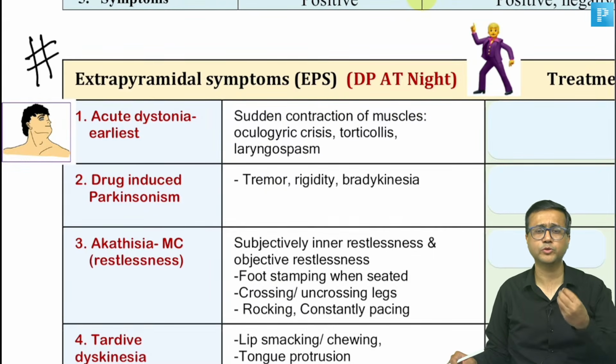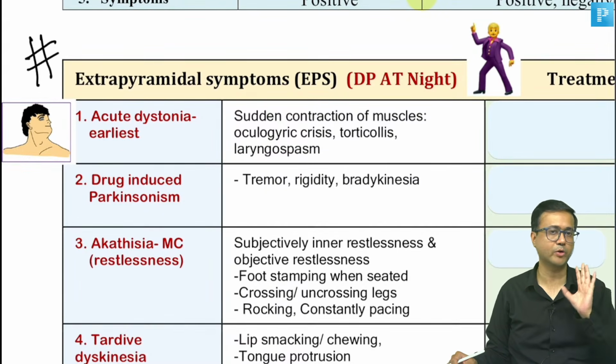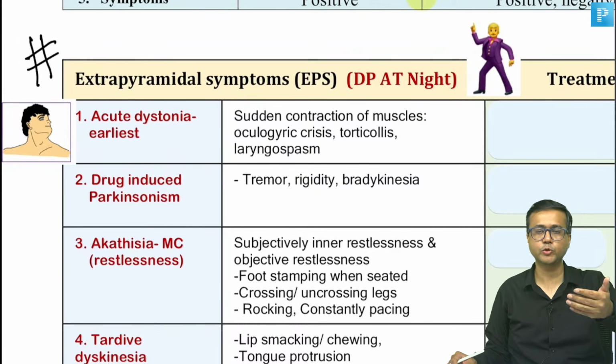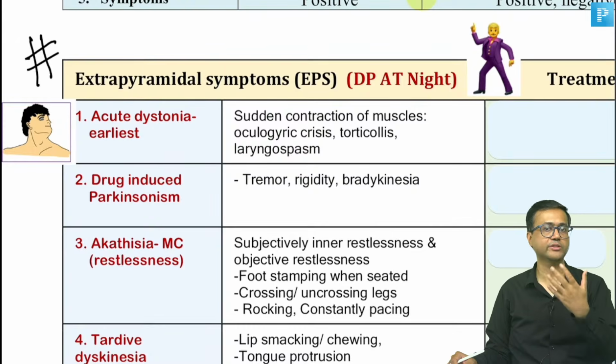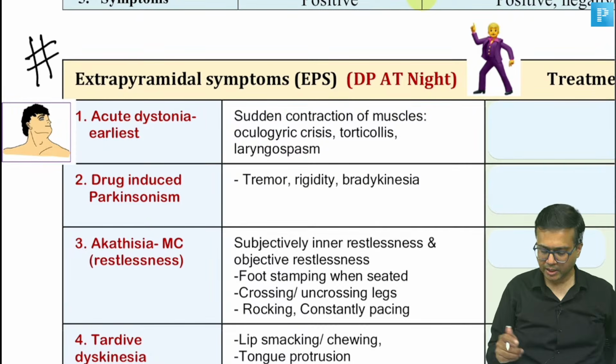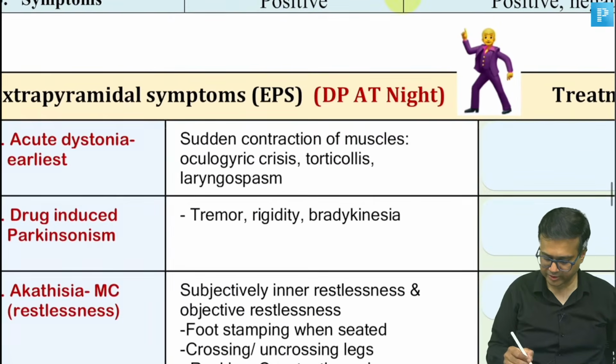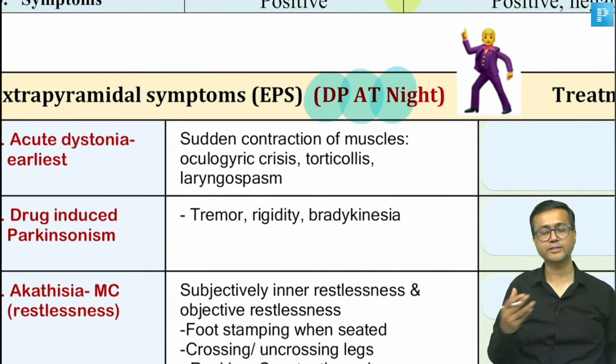Nearly in every exam you're seeing questions on EPS, so this is a very important table. So they may give you in the history that the patient is on some antipsychotic D2 antagonist drug, and the patient may develop some motor symptoms or motor side effects. How have we learnt the EPS, beta? We have learnt with the mnemonic DP at night. So there is a dance party in the colleges, so DP at night.